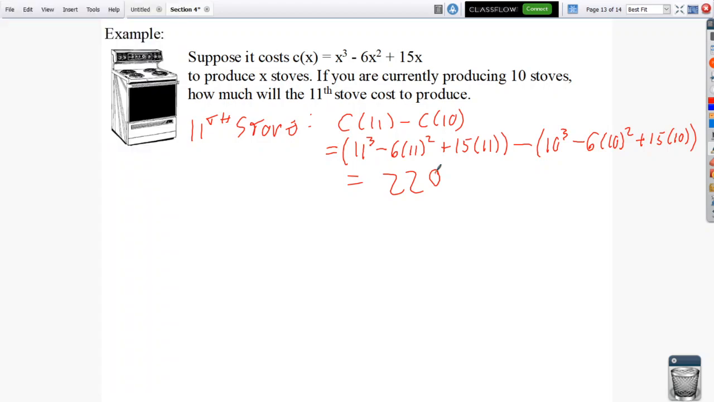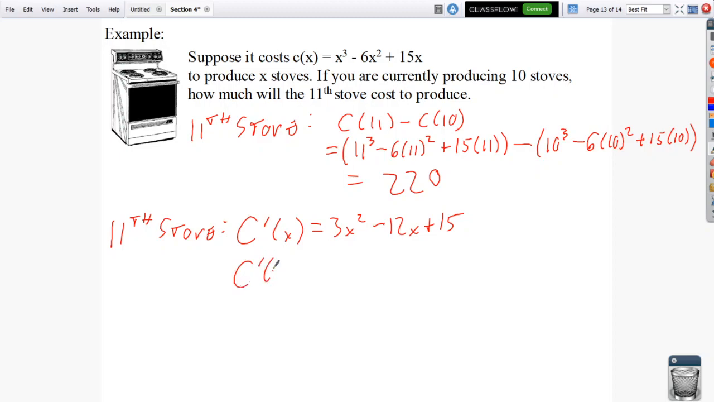Now let me show you marginal cost. The 11th stove using marginal cost requires me to find C prime of X. Calculating C prime of X is not hard. I mean, the derivative of X cubed is 3X squared, minus the derivative of 6X squared is 12X, and the derivative of 15X is 15. Okay, that's not that hard. And to find the cost to produce one more stove, we would actually want to find C prime of 10. So just look at the ease of calculation on this compared to this.